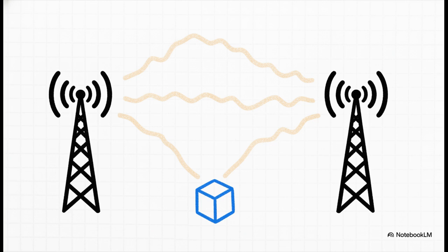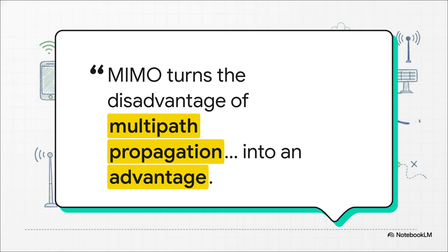Standard wireless systems have one antenna talking to one antenna. MIMO uses multiple antennas on both the transmitter and the receiver. By exploiting the actual spatial dimensions of the room, it creates entirely separate, parallel bit streams, a technique known as spatial multiplexing. And here is the true, absolute genius of MIMO.